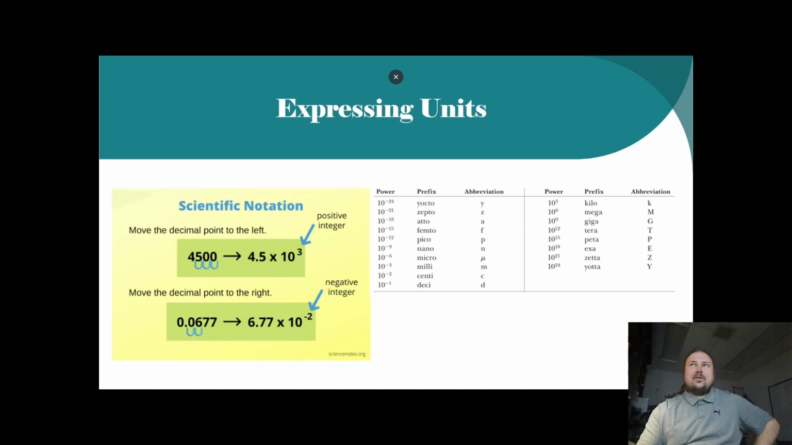Okay, well, enough of that. Now that we know kind of what we're going to be measuring, how are we going to express these measurements? Well, we have a couple of different ways. We can use scientific notation, which is what I've been talking about.